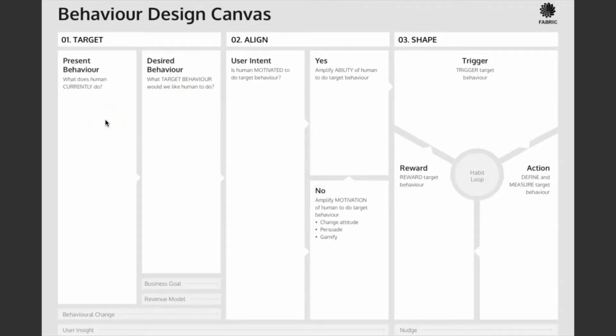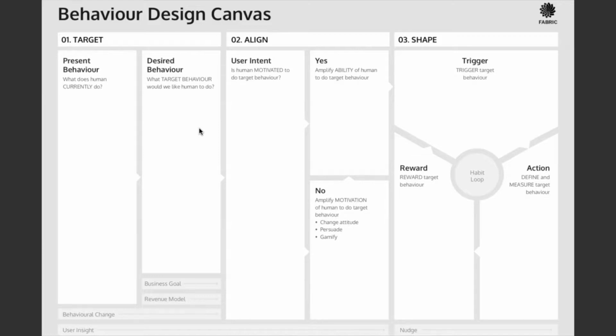The stage target has two parts. One of them is the definition of the present behavior or the current behavior. What does the human currently do? And the second part is the definition of the desired behavior. And as you can see, the difference between these two parts, or the bridge between these two parts, is really the behavioral change that we're looking at.